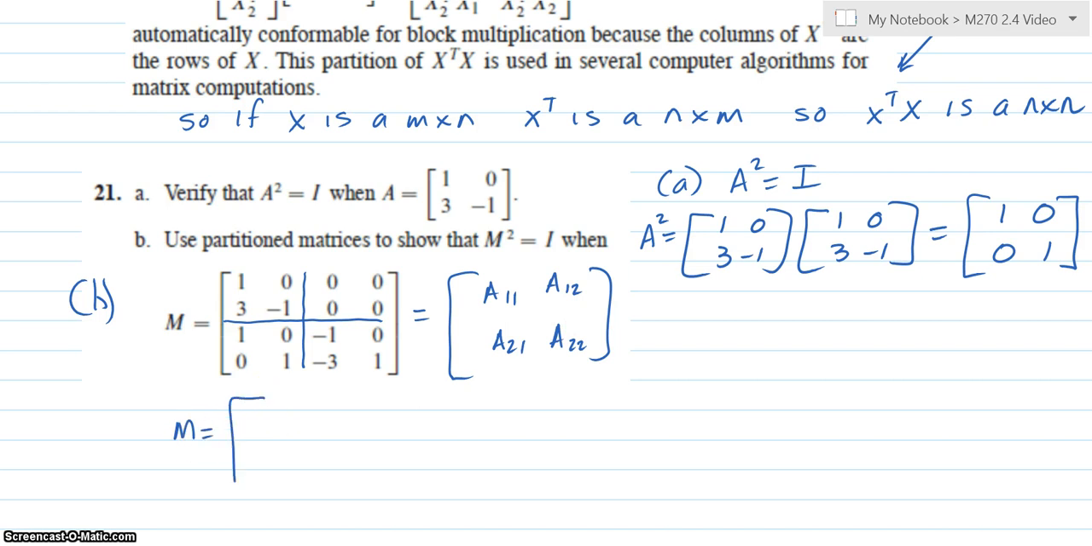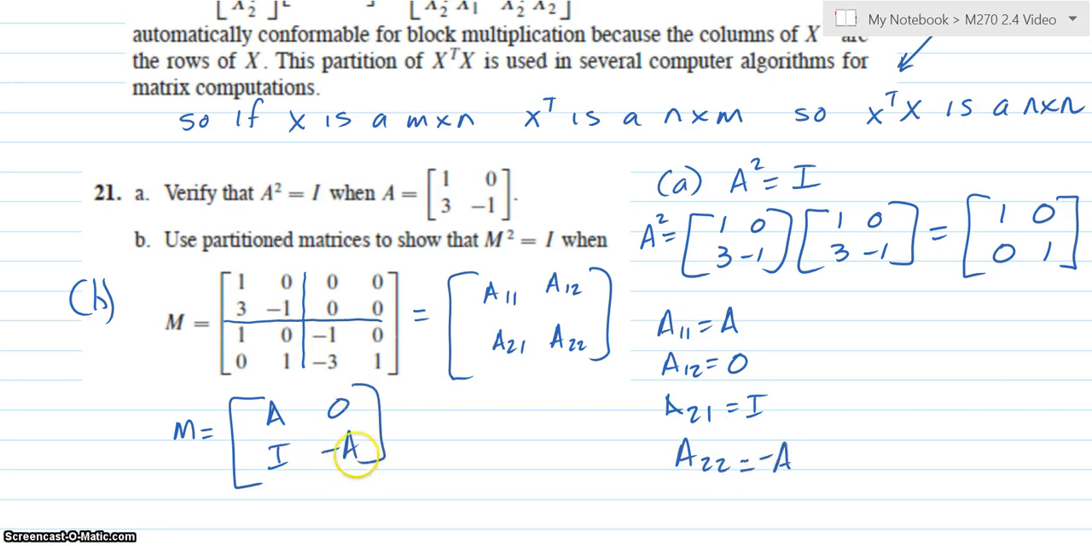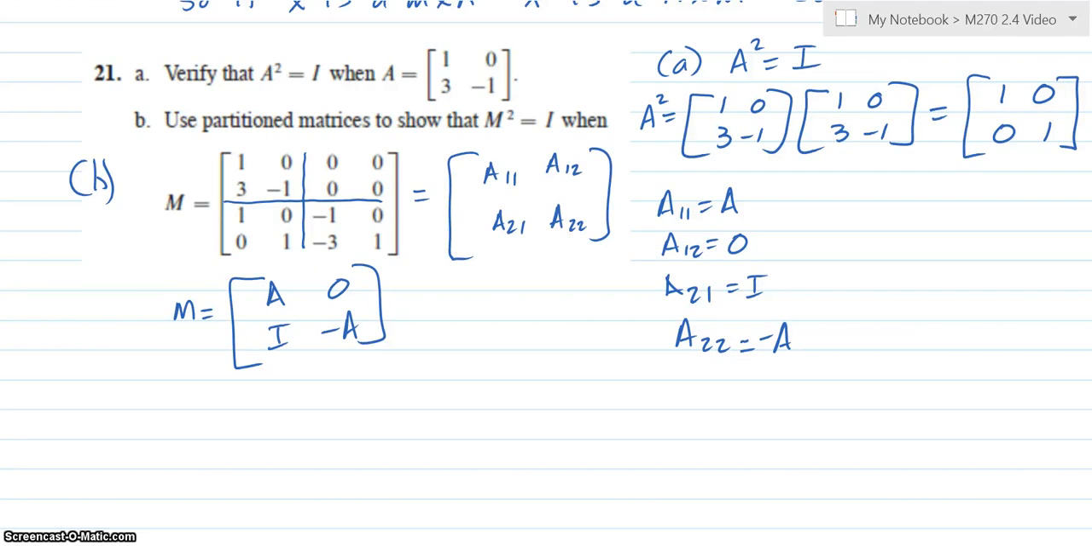Then I notice that this is just A. So A11 we know is just A. So I'm just going to write an A here. And A12 we know is just 0. So I'm going to make that 0. This right here is the identity. A21 is I. And then finally, A22, what is that? That looks like it's a negative A, doesn't it? So that's what I'm going to look at.